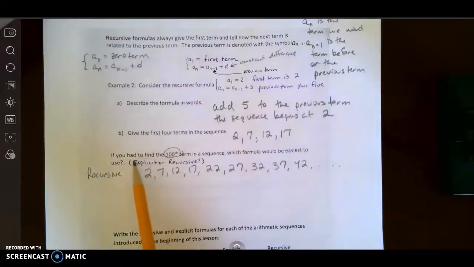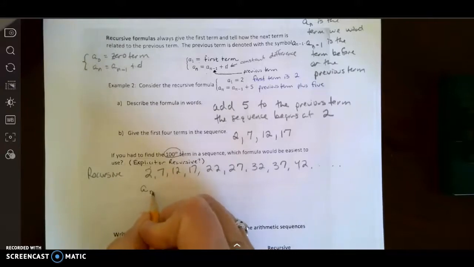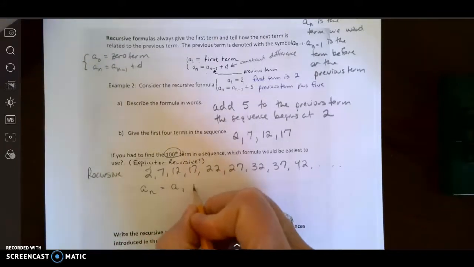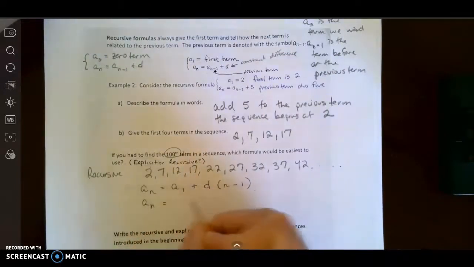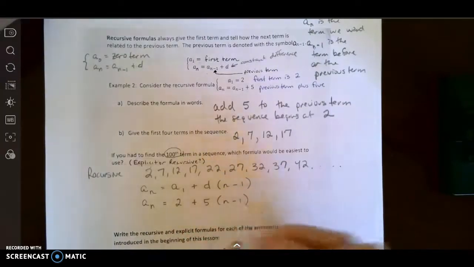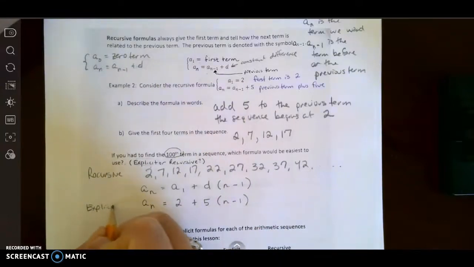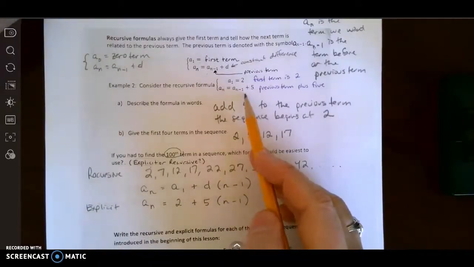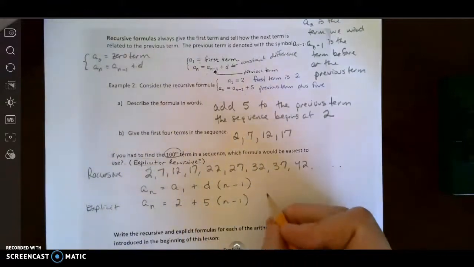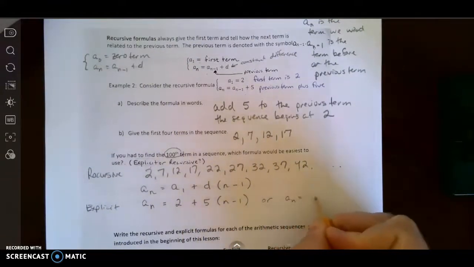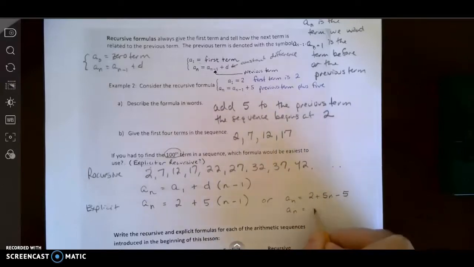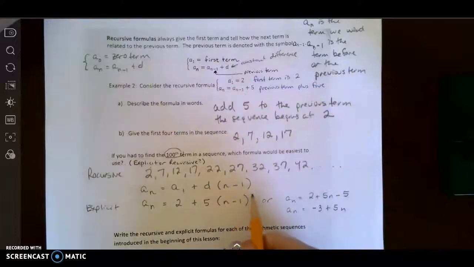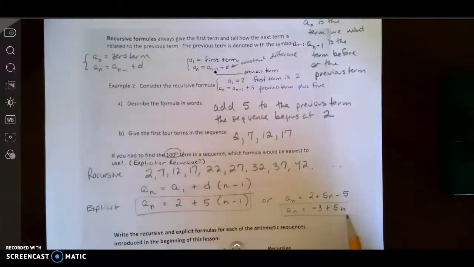So let's see if we could write it explicitly. Remember that our explicit formula is always the first term plus the constant difference times n minus 1. So a sub n would be the first term, which we know is 2, plus 5 times n minus 1. This would be explicit, as opposed to what I have up here, which is recursive. I could also write this getting rid of the parentheses, 2 plus 5n minus 5, which is 2 and negative 5 is negative 3 plus 5n. So this is explicit, or this is explicit.